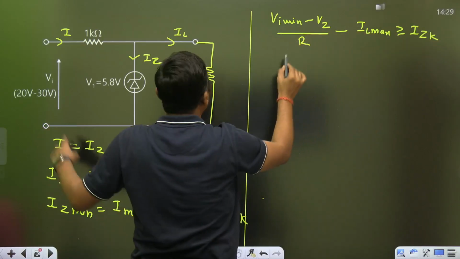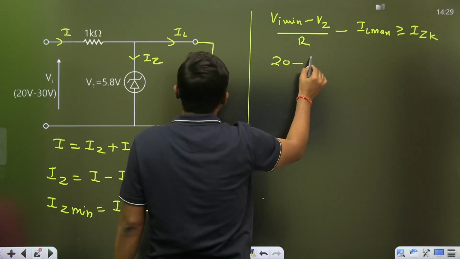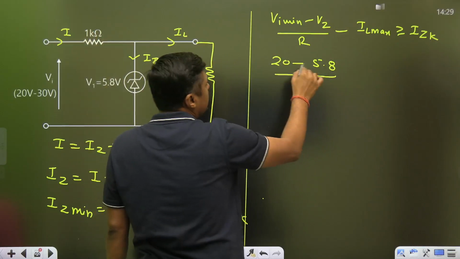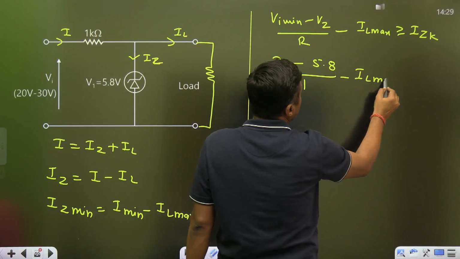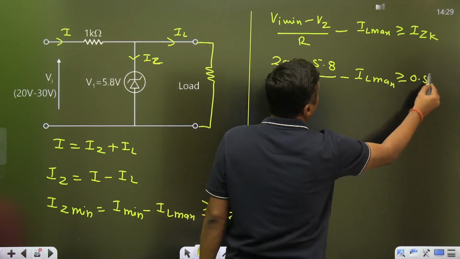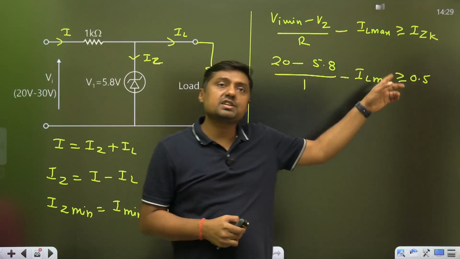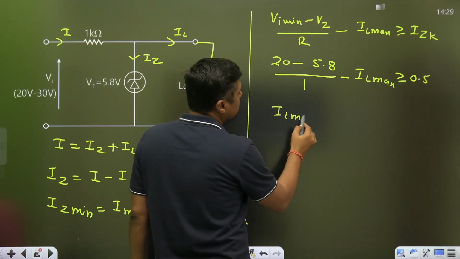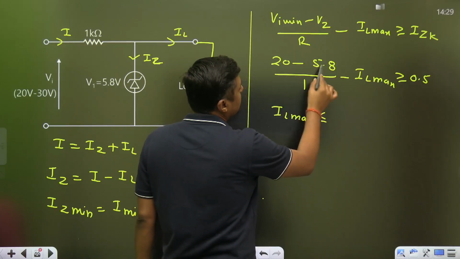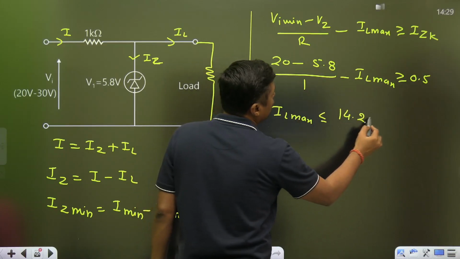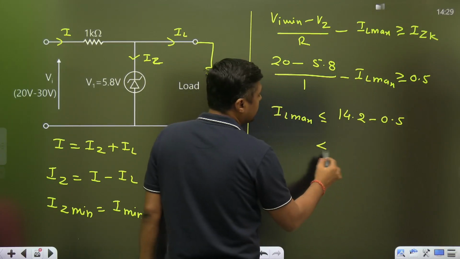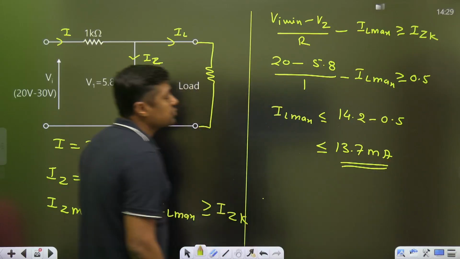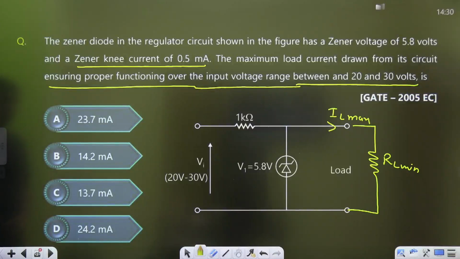Now put the value. What is the minimum value? 20. What is the Vz? 5.8. What is the R? 1 kilo ohm. That will be in milliampere. IL maximum, and that should be greater than or equal to 0.5 milliampere, because in question IZK is given as 0.5 milliampere. From this you will get IL maximum should be less than or equal to 20 minus 5.8, that is the 14.2 minus 0.5, and you will get the answer 13.7 milliampere. Answer for this question is 13.7 milliampere. This is the answer.